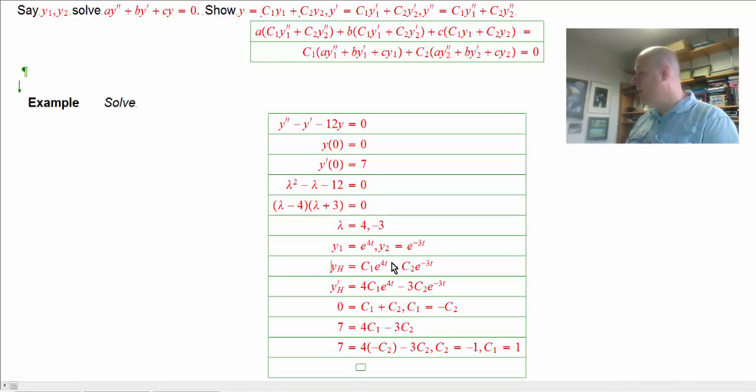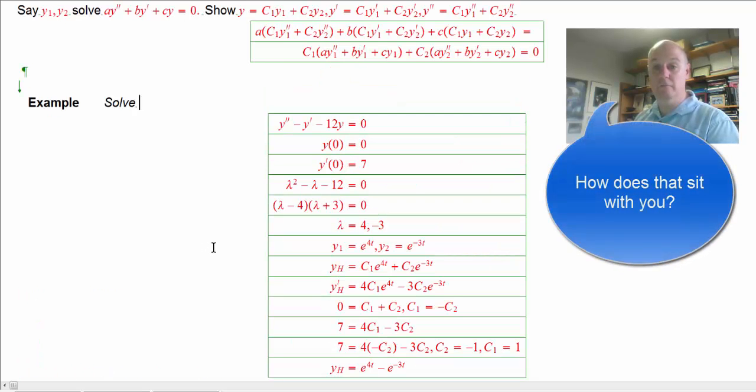So now I can write my solution with the constants in it. C1 is equal to 1 and C2 is equal to minus 1. If I were to sub in t equal to 0, I get 0. If I'm differentiating this and then sub in 0, I get 7. I know this solves the differential equation because it has the correct eigenvalues. It's now a linear combination of the e to the proper eigenvalues t.